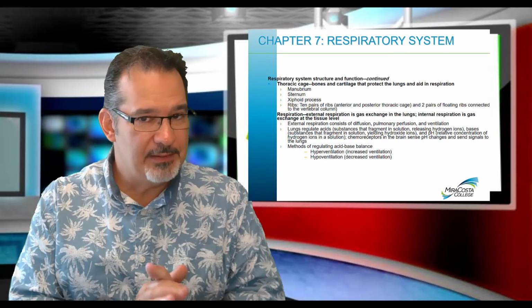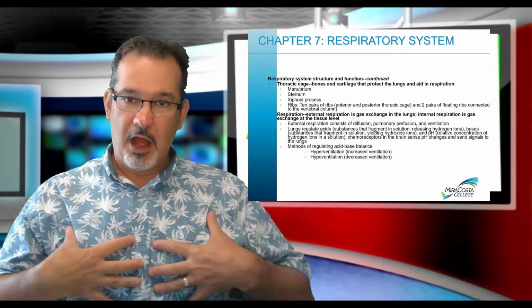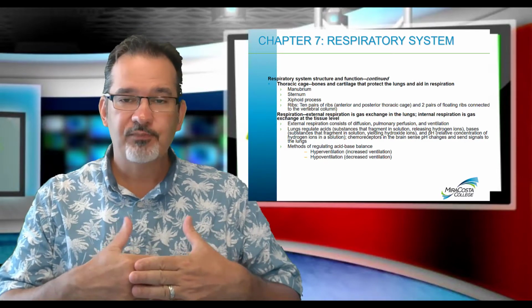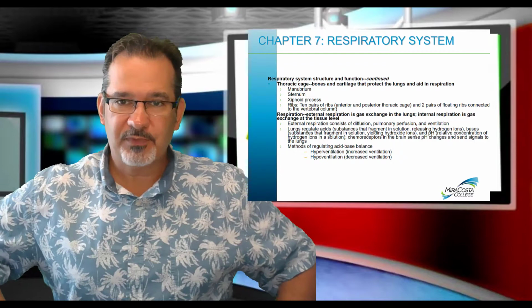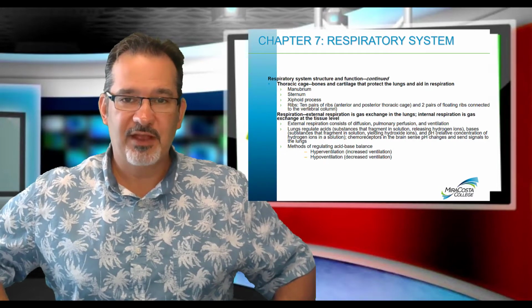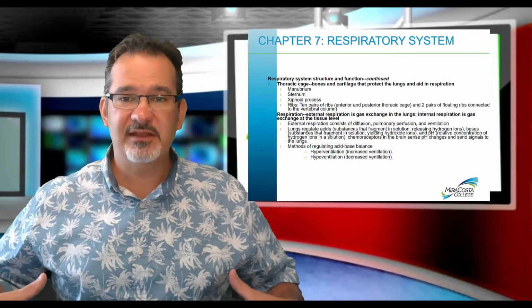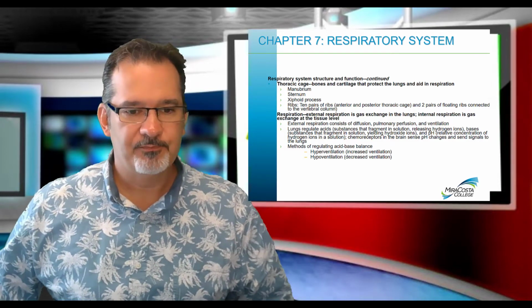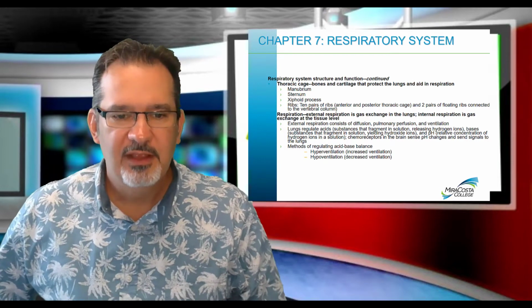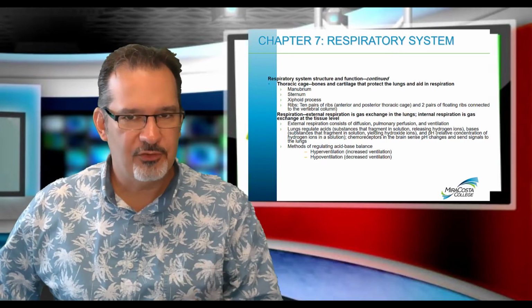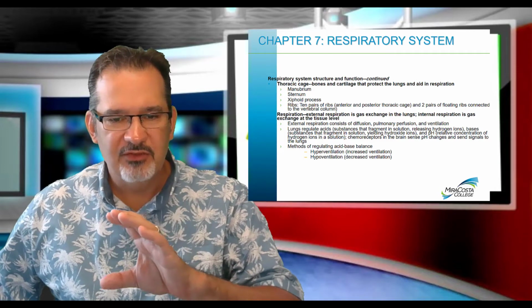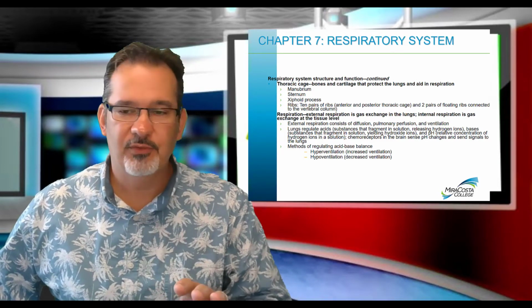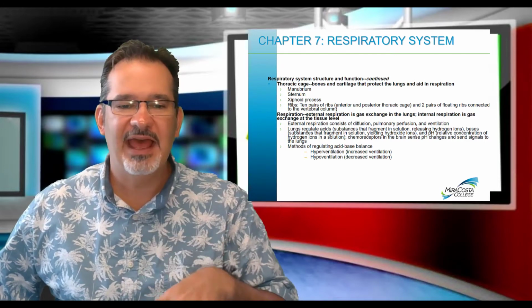The ribs, 10 pairs of ribs that are in the upper portion of the chest, and those are connected with cartilage. And then there's 2 pairs of floating ribs at the inferior part of the thoracic cavity, and those are not connected to that cartilage that connects the other 10 pairs. Okay? External respiration and internal respiration. So external respiration is the exchange of gas in the lungs, and internal respiration is the exchange of gas in the tissues.